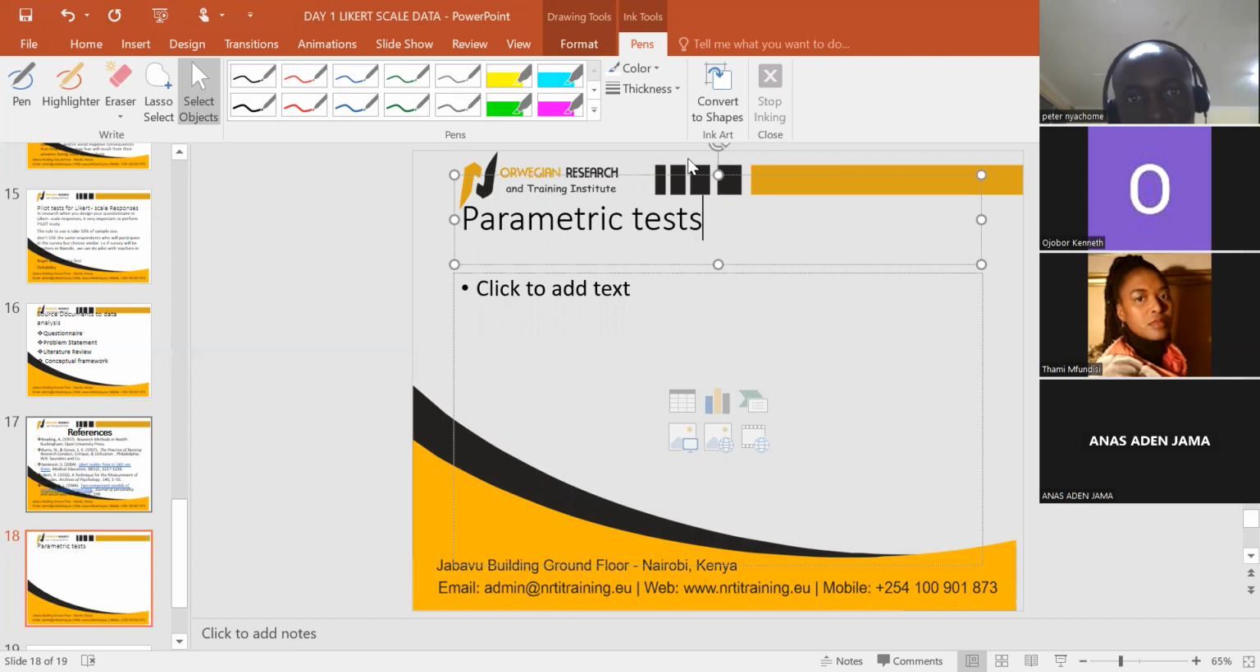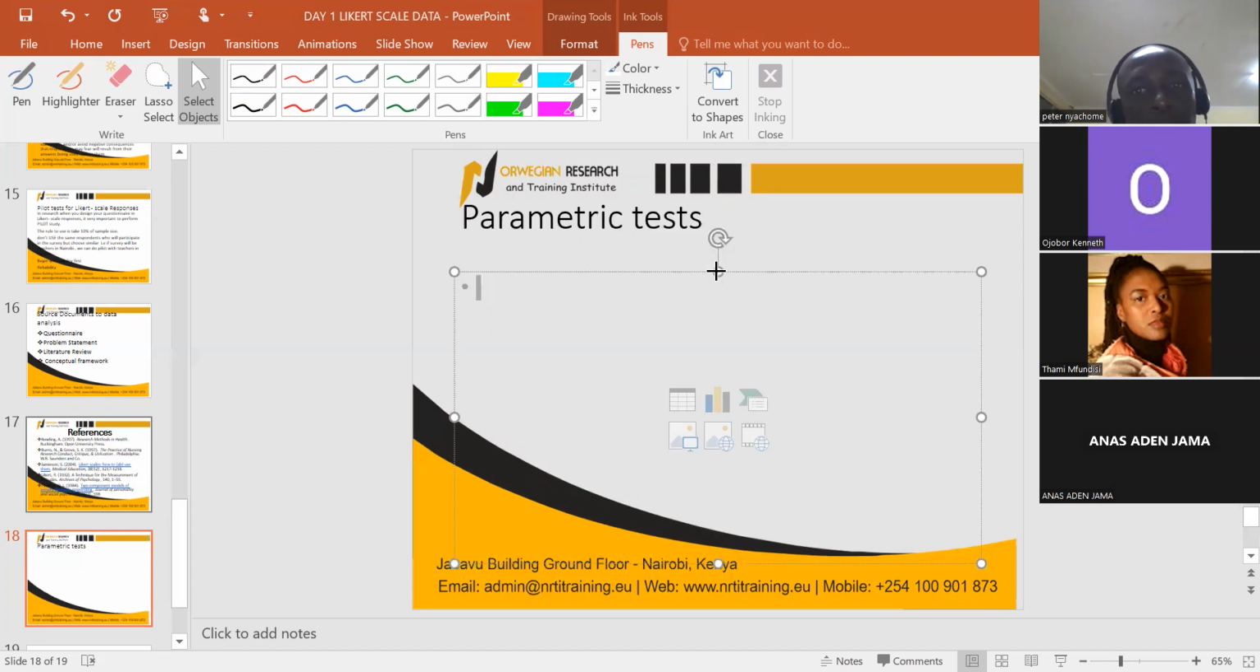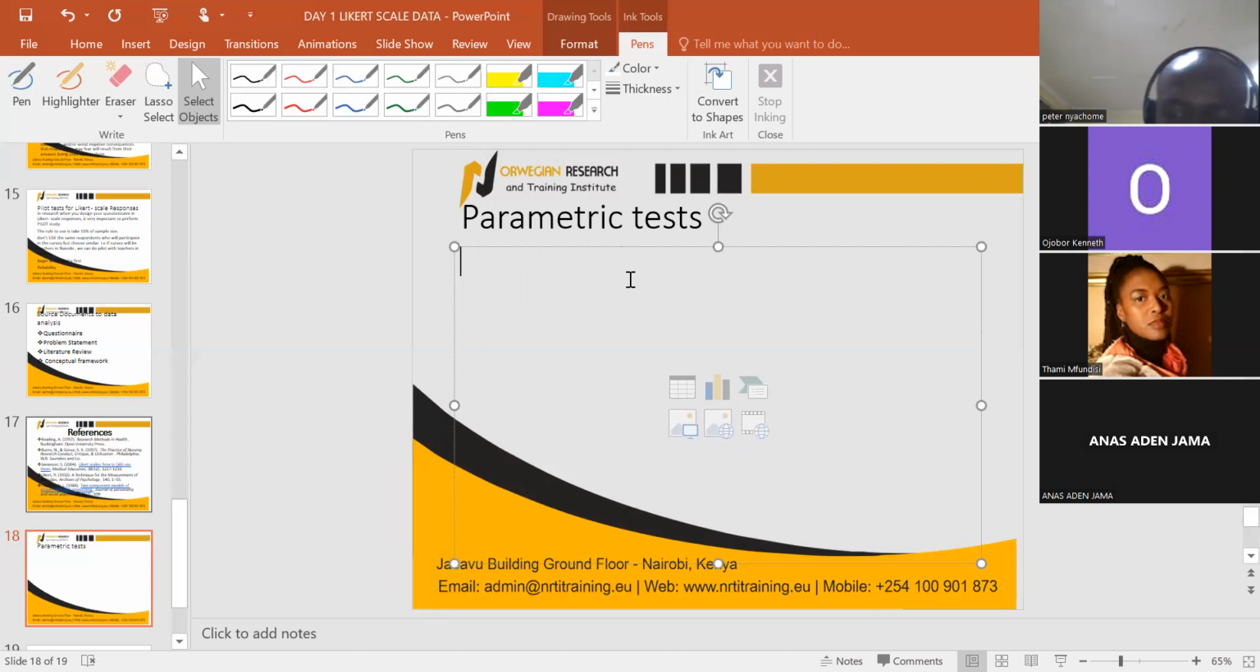Now, ordinarily, if we ignore the concept of Likert scale, parametric tests were designed to be used with what we call numerical variables. They have a higher statistical power. We can rely on the results that we are getting from parametric tests better than the way we are relying on the results that we are getting from the other side.